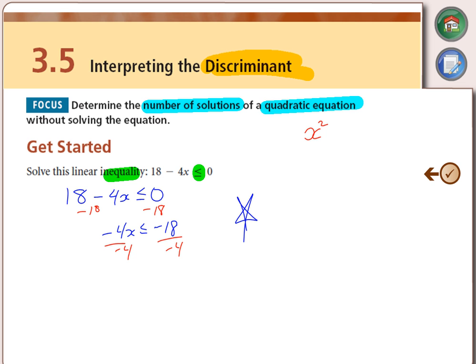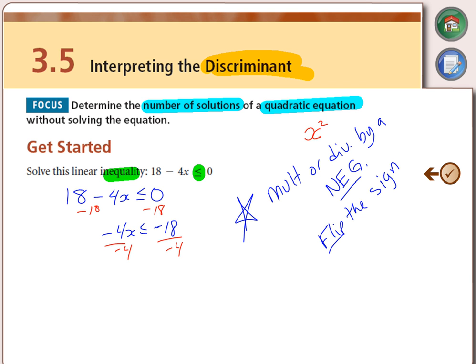Let's put a star there. If you multiply or divide by a negative, you got to flip the sign. That means then we've got x greater than or equal to 9 over 2.